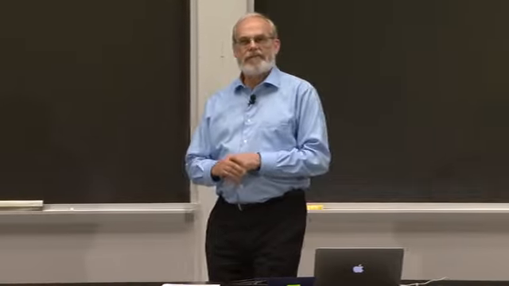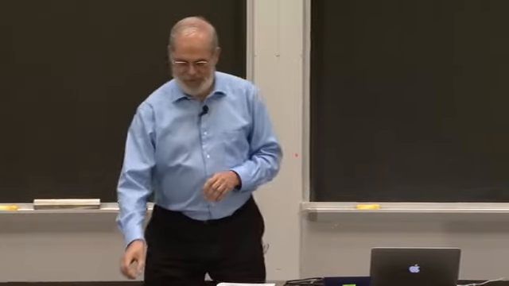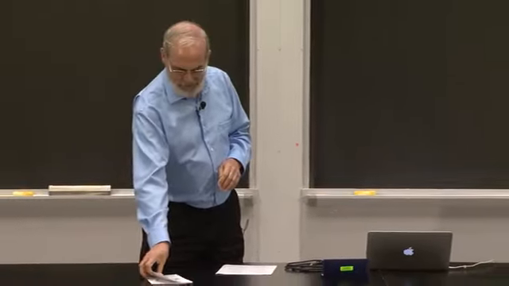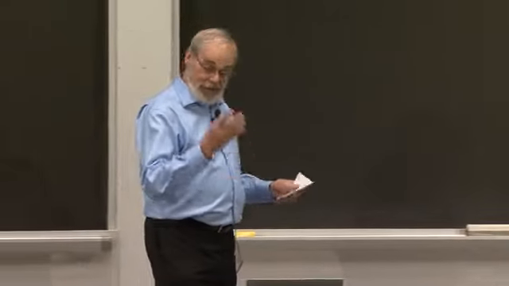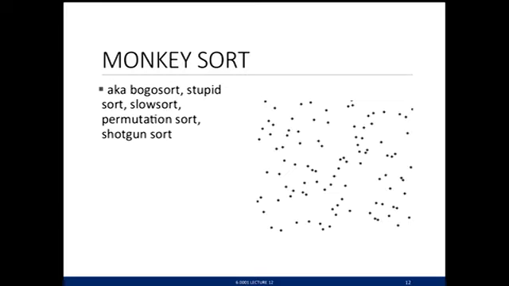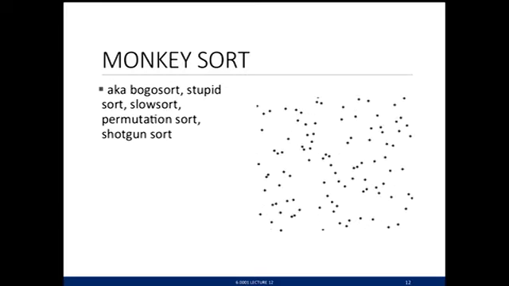I'm going to start with a humorous version of sort. You're all convinced that my humor is non-existent. You're right, but it sets the stage. This is a sort; you can look it up. It's called monkey sort, BOGO sort, stupid sort, slow sort, permutation sort, shotgun sort. And here's how it works.